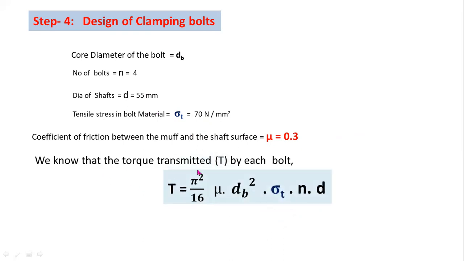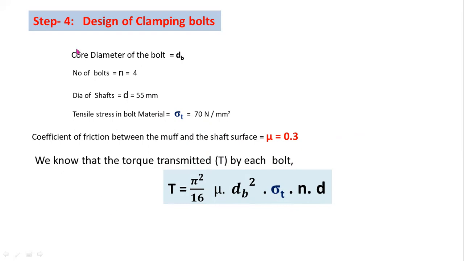Let T is the torque transmitted by the solid shaft. Torque T equal to pi square by 16 into mu into dB square into sigma t into n into d. Here mu is the coefficient of friction between the sleeve and shaft surface. dB is the core diameter of the bolt. Sigma t is the tensile stress induced in the bolt material. n is the number of bolts. Small d is the diameter of the solid shaft.